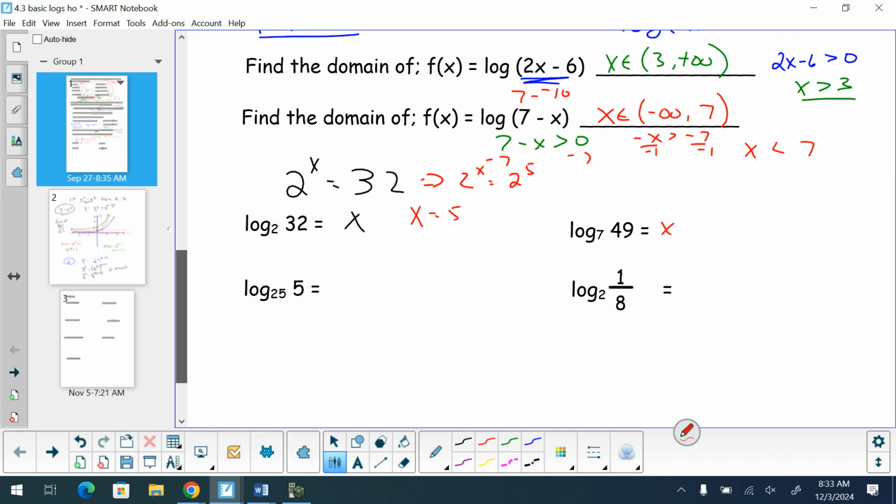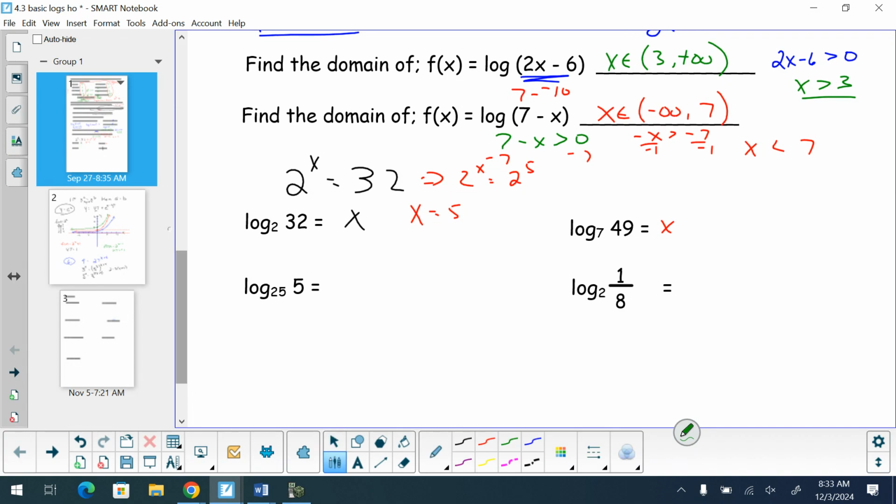Once again, throw in a value of x. This is logarithmic form, write it as an exponential form. What's my base? What's my exponent? What's my value? Clay, what's our base, exponent, value? 7 to the x equals 49. What exponent do I take 7 to get 49? 2.